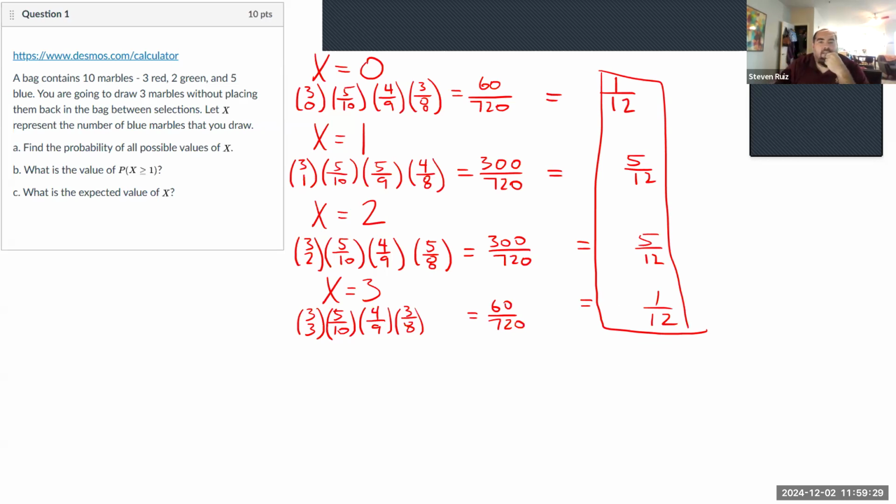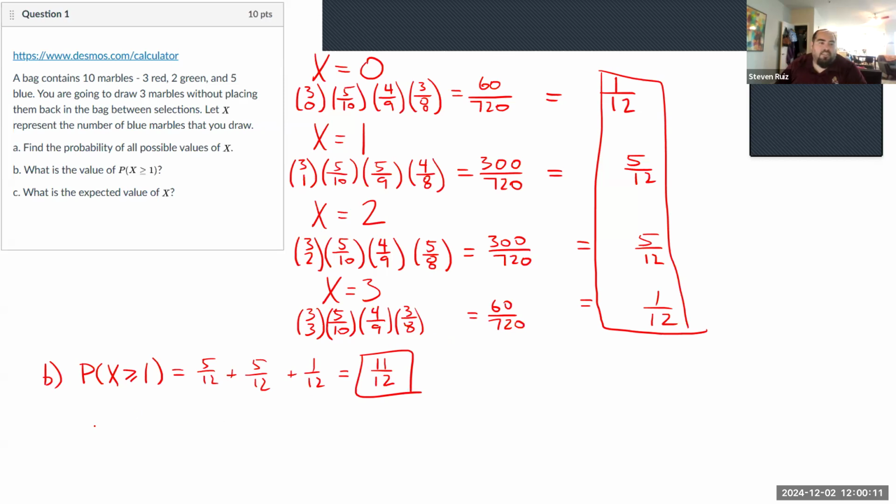All right. And then from there, I can answer part B. What's the probability that x is at least 1? So x is greater than or equal to 1. Well, that becomes a lot simpler to answer once I have a probability model. Basically, from there I can add up the cases where x equals 1, x equals 2, x equals 3. So 5/12 plus 5/12 plus 1/12. So that's equal to 11 over 12.